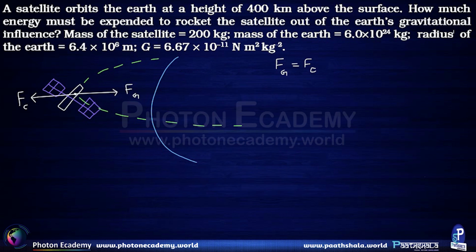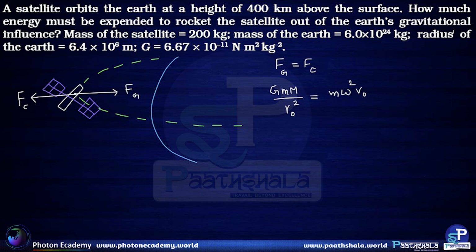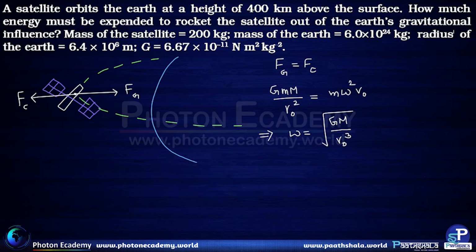The gravitational force acting on the satellite is GMm/R0², where R0 is the radius of the orbit, and this is equal to mω²R0. From this we get the value of ω to be equal to √(GM/R0³). So this is the value of ω with which the satellite revolves around the Earth. From this we can get the velocity as v = Rω, and this is going to be equal to √(GM/R0).